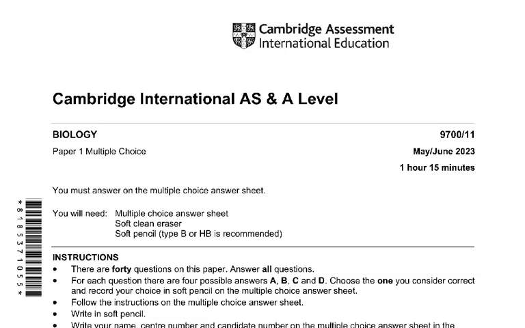Now, as you all know, since June 22 the paper is 1 hour and 15 minutes, so the difficulty level has increased because previously it was only 1 hour. But you still have only 40 questions and you have to answer in the MCQ pattern.